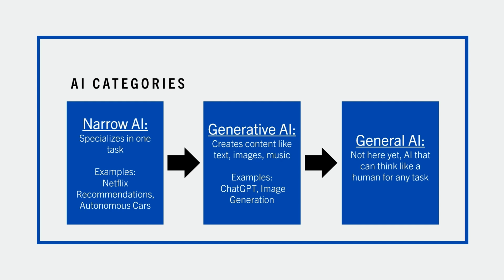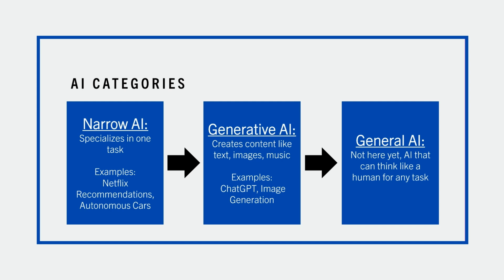The next important thing to note is the different categories of AI. First up are narrow AIs. These specialize in one specific task but cannot do other tasks. Examples of this that you've probably seen but maybe not even realized that they were AI is Netflix recommendations. For example, when Netflix shows you a movie or a TV show that it thinks you might like, and also autonomous cars. These narrow AIs are great at what they were designed for, but outside of that, they can't do much.